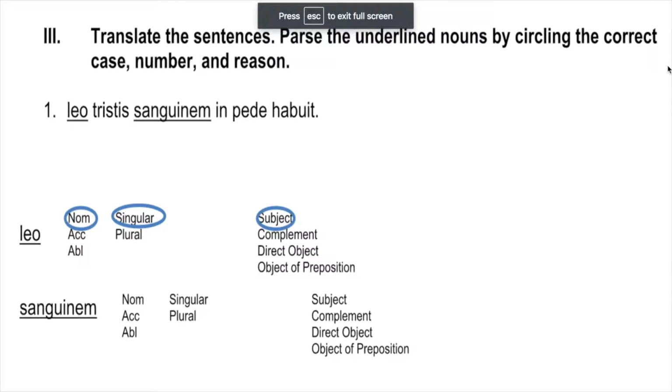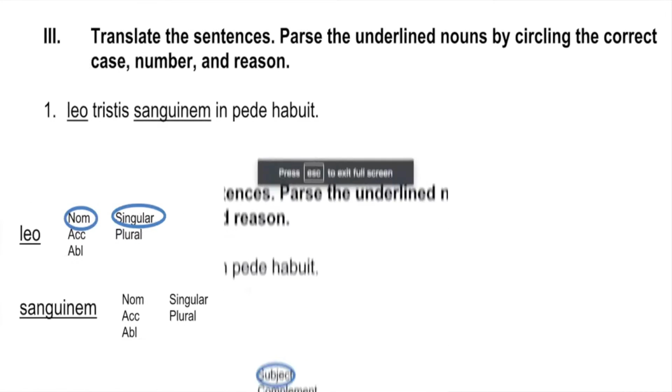Okay, so now we're on to part 3, and for this section, I want you to take a moment to translate the sentences and then parse the underlined nouns. So what I mean by parsing the underlined nouns is that I want you to tell me what case the underlined noun is and if it's singular or plural. And then after that, I want you to tell me what its function is. Is it the subject? Is it the complement? Is it the direct object, or is it an object of preposition? And use the case that you select to really help you choose the function. All right, so pause the video for a moment and translate and parse.